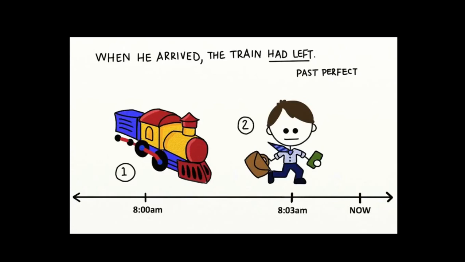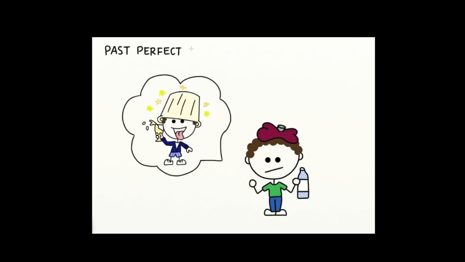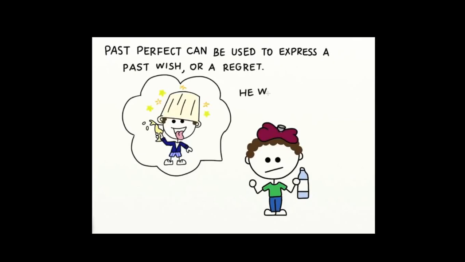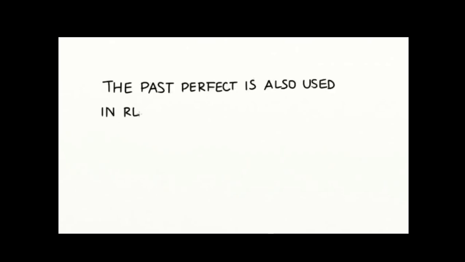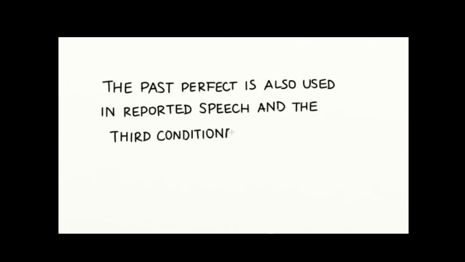In addition, the past perfect can be used to express a past wish or a regret. For example, he wishes he hadn't drunk so much last night. The past perfect is also used in reported speech and the third conditional. But we will review this in another lesson.